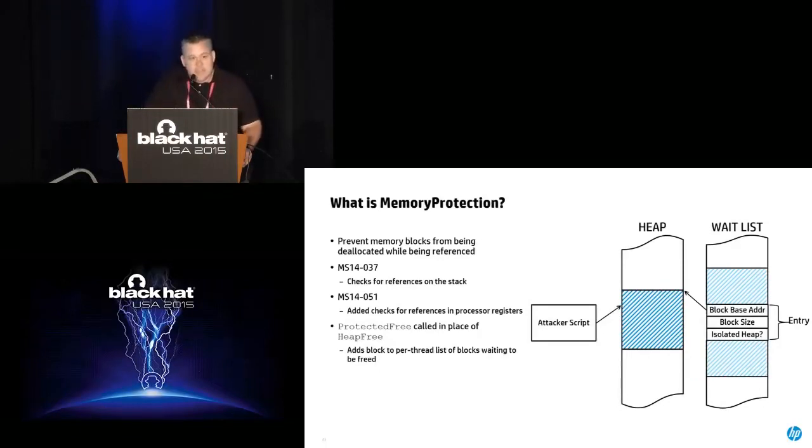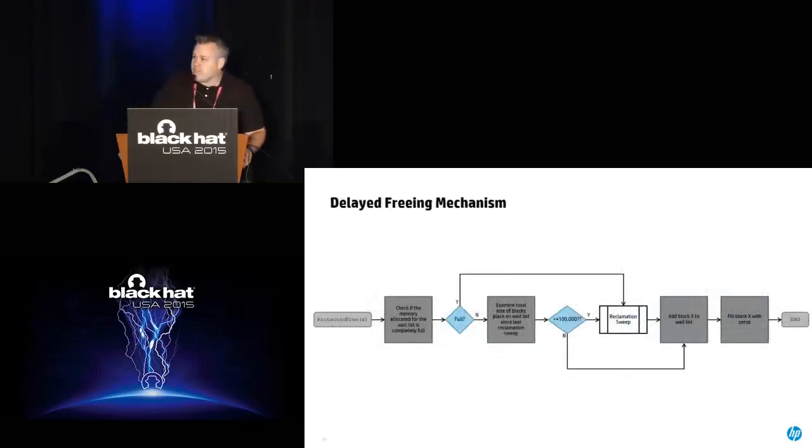So how did Microsoft implement this? Well, they implemented a new function called protected free, which is called instead of heap free. To understand how this works, what you see on the slide is a flow chart of the steps that are taken by protected free, and it's actually pretty simple. The first thing it decides to do is whether it's going to do a reclamation sweep or not. And then after that, it adds that block to the wait list. It will perform a reclamation sweep if the wait list contains more than 100,000 bytes worth of new blocks since the last reclamation sweep.